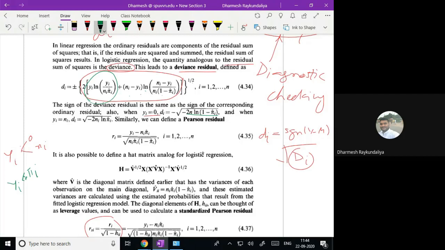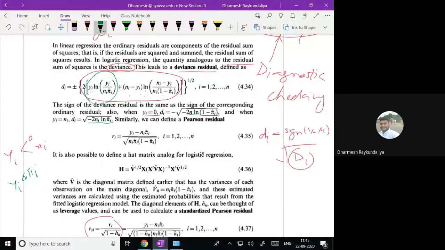But when you substitute y equal to ni, that is greater than mu, so the sign becomes positive, and this part will be gone. So here yi is nothing but ni, so 2 times ni ln, this ni will cancel out, 1 upon pi i, but ln of 1 upon pi i is nothing but minus log pi i, so it is minus twice log pi i. And this sign is positive, because we are taking ni, which is greater than the mean.